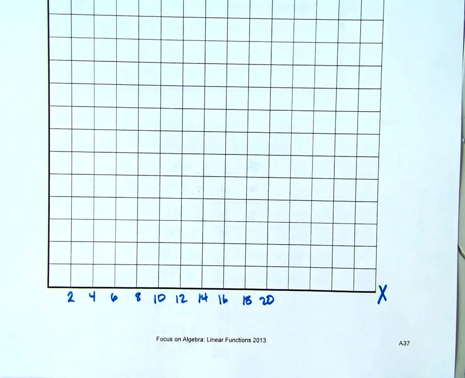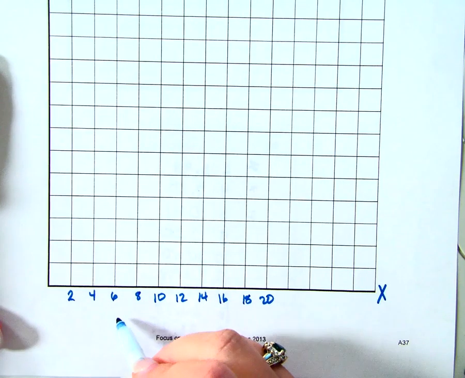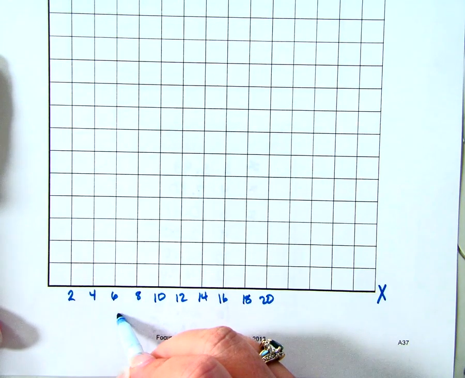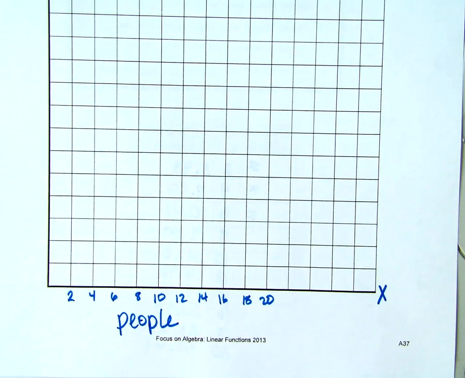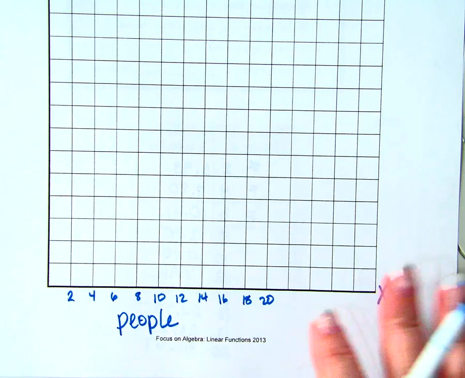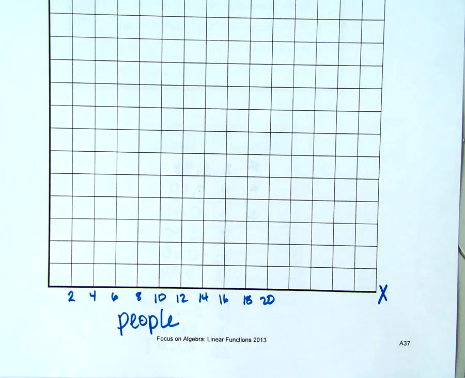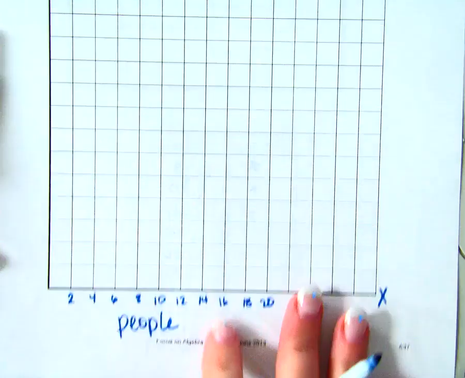What else needs to go down there? The label, right? The word. What is it representing? It's representing people, or a number of students, I guess, is what it says on the front. Okay? How are we going to count on the y-axis? By twos again? How much does it go up by?